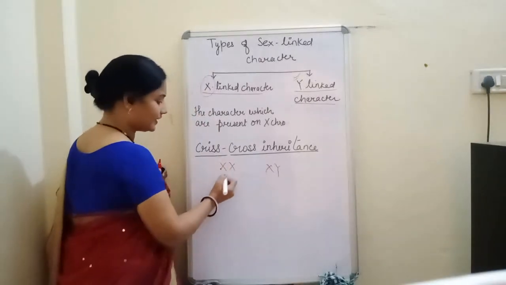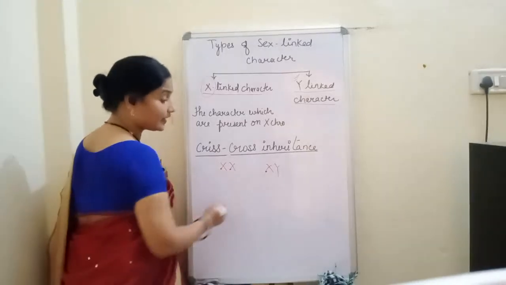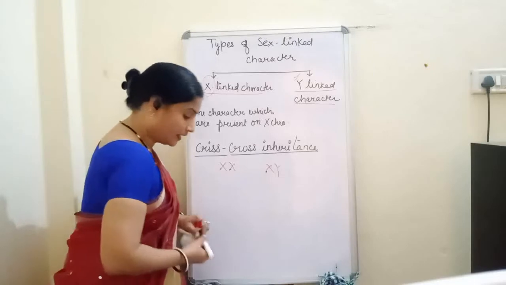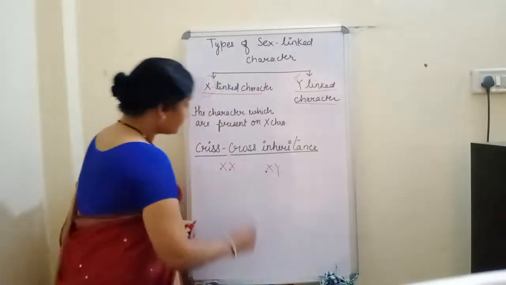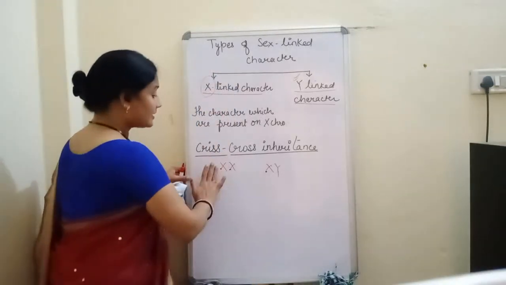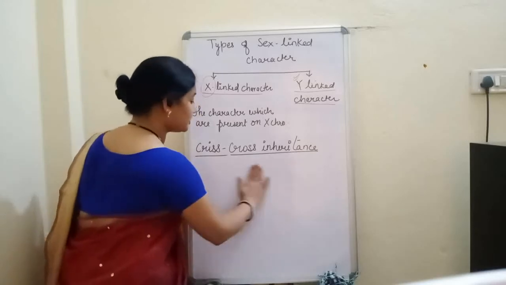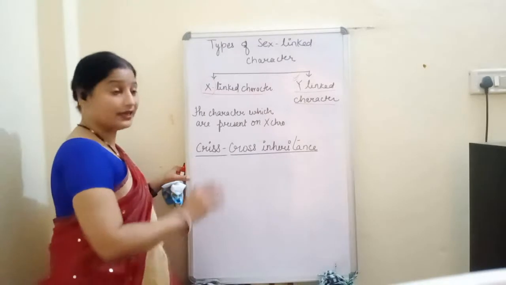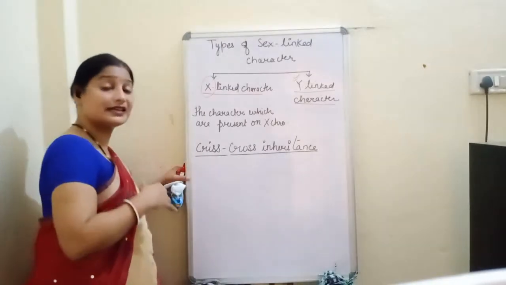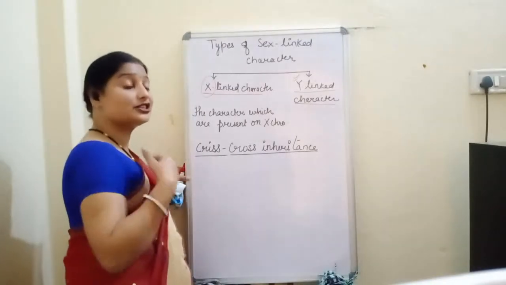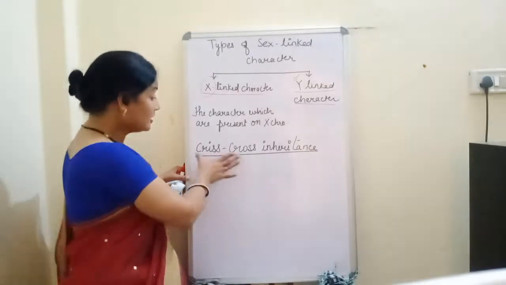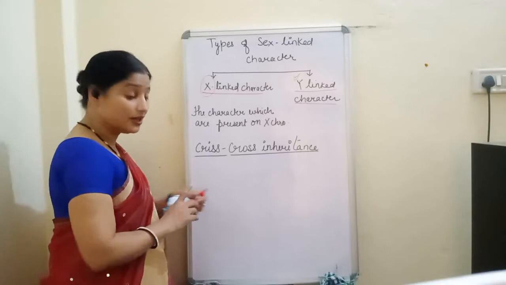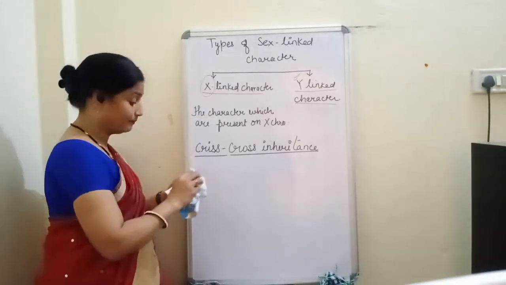Suppose this is one character, this is one character, this is one character. So girls may have this type of characters. Now see, the X-linked characters can be transmitted by crisscross inheritance. Inheritance of the X-linked character from one generation to another generation is called crisscross inheritance. Now see the meaning of crisscross inheritance.